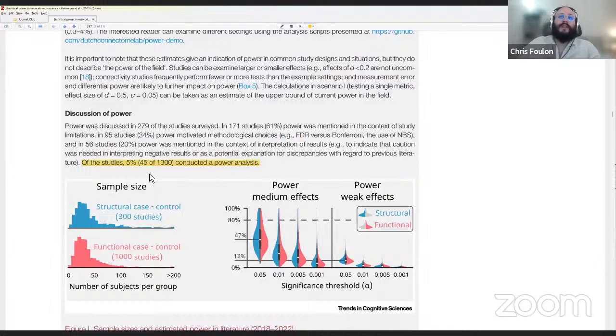And also the thing is, only 5% of the 1,300 studies conducted a power analysis. So they explain that a large percentage of the studies are talking about the statistical power, but a very small percentage actually conducted a thorough power analysis before they did the study, which might be one part of the problem, of course.